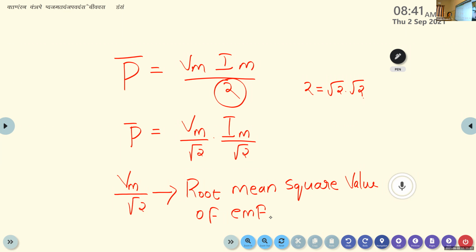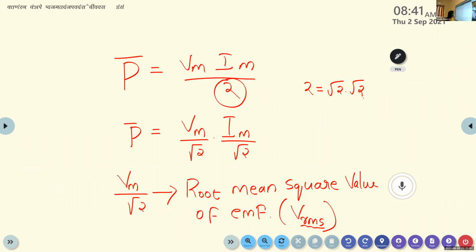By this term Vm by root 2, we indicate the root mean square value of EMF, and it is represented by VRMS. This RMS stands for root mean square value. So this Vm by root 2 means VRMS, the root mean square value of EMF.